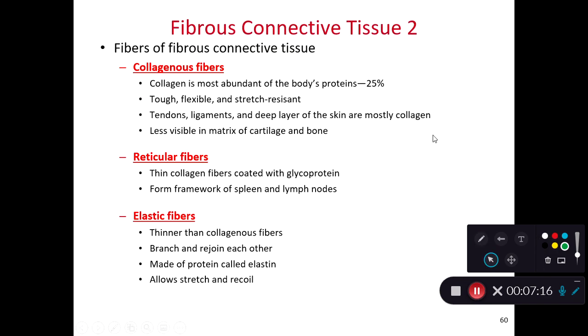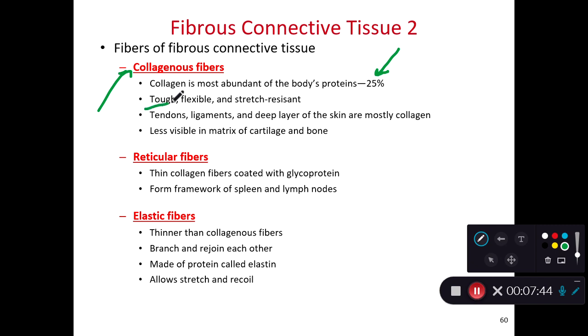So of those fibers, collagen fibers or collagenous fibers are the most abundant. It's about 25% of our body's protein content. And because our dry mass is about 50% protein, you can think of it like this, our dry mass of our body is going to be about 12% collagen. So 12% of the solids in our body is just collagen fiber.